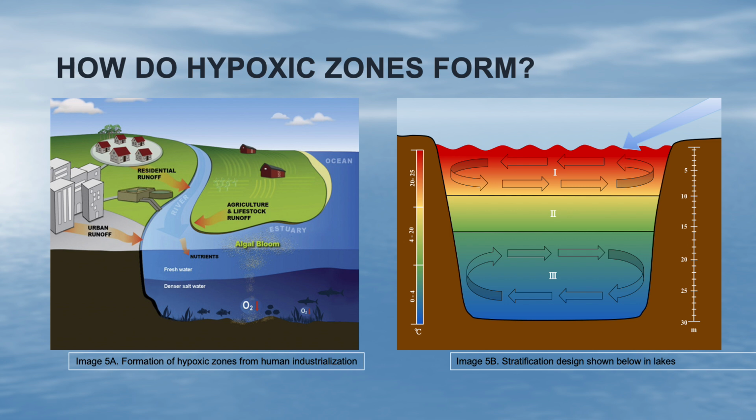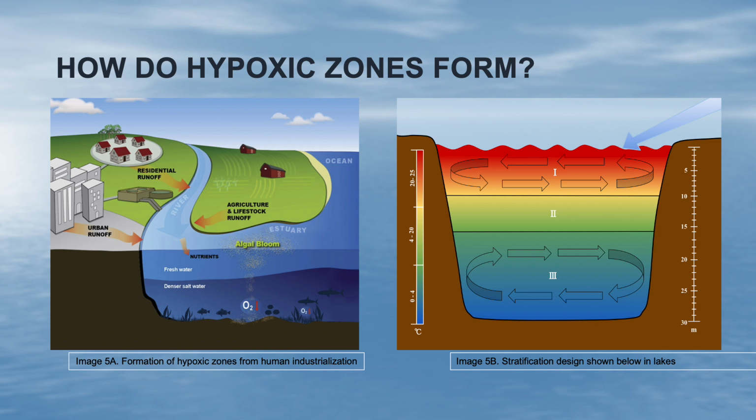So now we're going to go on to how hypoxic zones form. In image 5A, we can see the formation of a hypoxic zone from human industrialization. Although this will be focused more in the next segment, some human-made ways in which hypoxia can occur are from human-induced factors. These human-induced factors include excessive nutrient pollution, which is called eutrophication, which arises from agricultural runoff and causes huge algal blooms. This comes from urban runoff, as we can see in the picture, and obviously residential runoff and agriculture and livestock runoff.